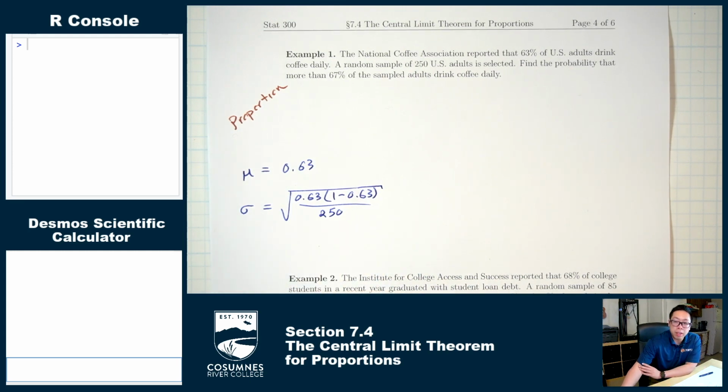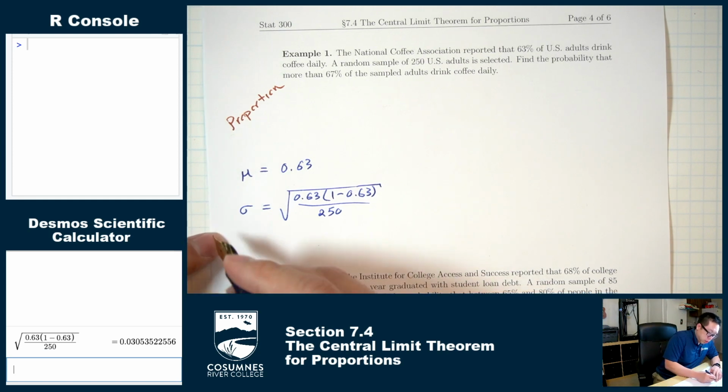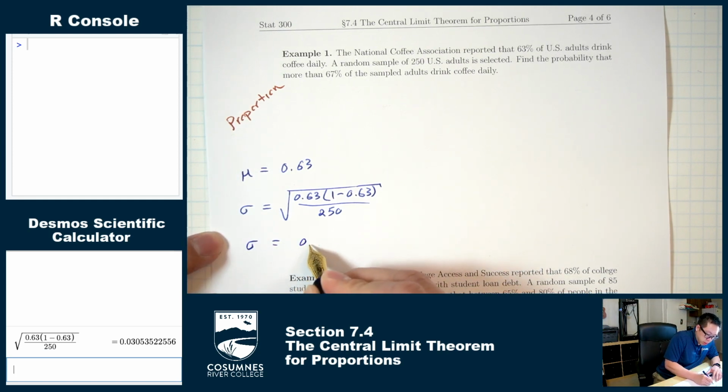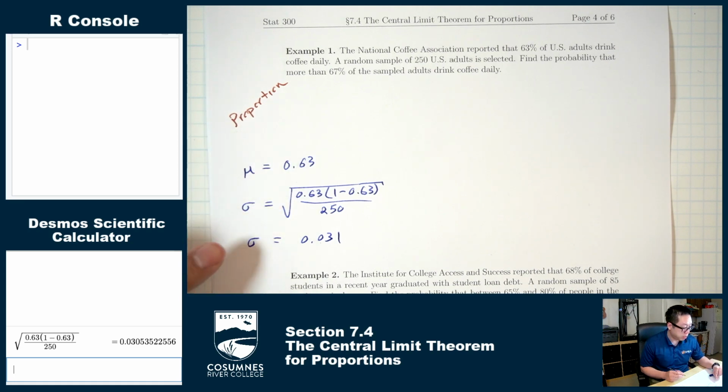So if you're using decimals, the easiest way to do it is to click on the square root first, and then click on the fraction button, because that ensures that the fraction is inside the square root, and then go through and fill in the rest. So up top, 0.63, parentheses 1 minus 0.63, close parentheses, on the bottom 250. Round this to 3 decimal places: 0.031. Okay, so for this question, I'm going to use a mean of 0.63, a standard deviation of 0.031.